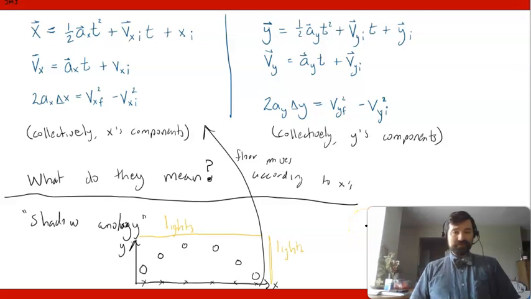Okay, and then similarly, I end up with a wall shadow that is kind of going up, and then later it starts coming back down again. Well, the wall shadow moves according to y's. And that's what these two equations are basically describing.